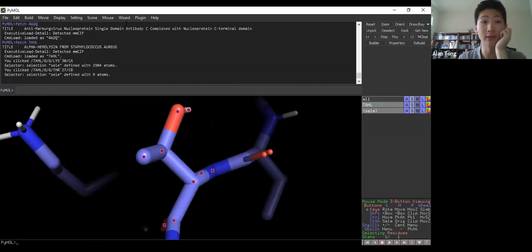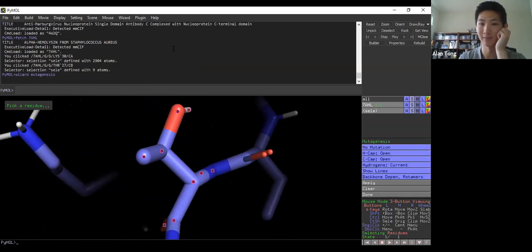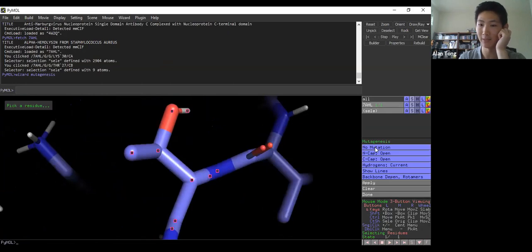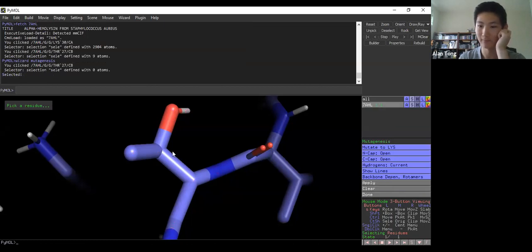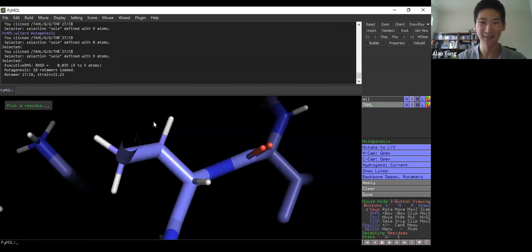What I can do is I can go right here, wizard, mutagenesis. I want to mutate it as a protein, all right? Now I can basically select this and I can mutate it. Let me mutate this to, let's say, a lysine. Lysine, right? And apply, boom, to this right here. There you go. Now there's lysine there, right?